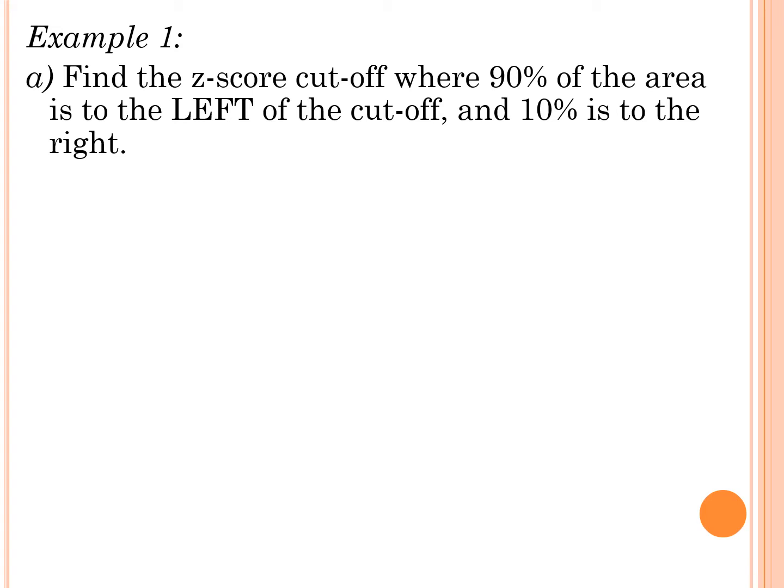For example, find the z-score cutoff where 90% of the area is to the left of the cutoff and the other 10% is to the right. Here's our normal curve. The mean is right in the middle, and in a normal distribution, mean, median, and mode are all the same value. So the mean is also the 50% mark. We want to find the cutoff for the 90th percentile. So right here, 90% of the values in this curve are to the left of this line.